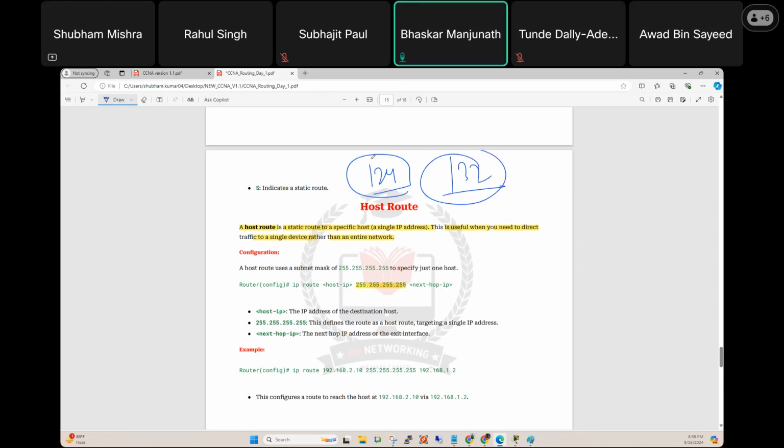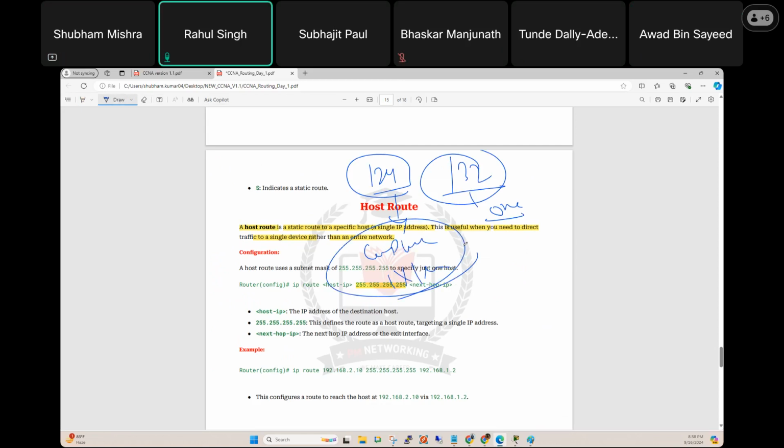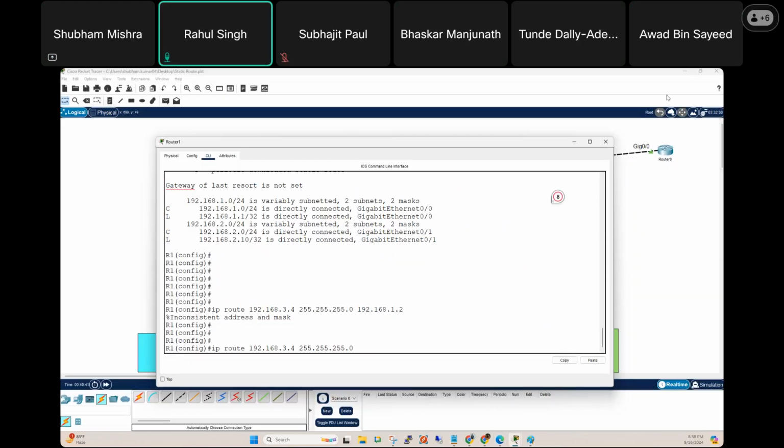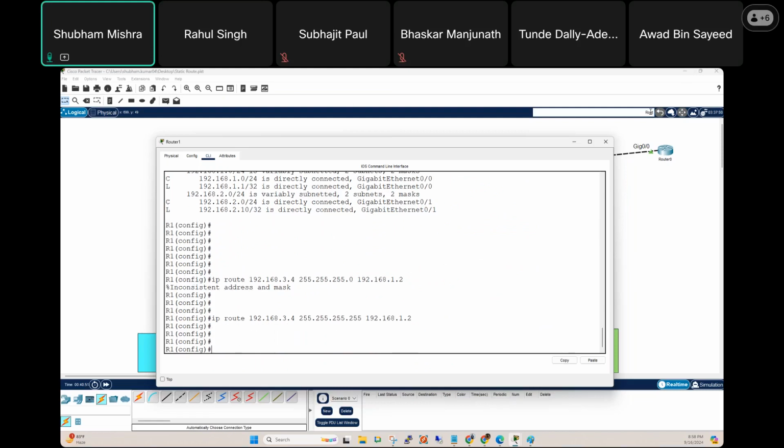/32 is only one host. /24 is nothing but 255.255.255.0, which means the complete network. The network bits are connected, and /24 is connecting the complete network. So we have to mention 255.255.255.255 here. Then the next hop will be, guys, 192.168.1.2. Now it will take.